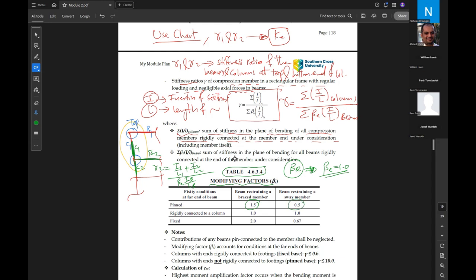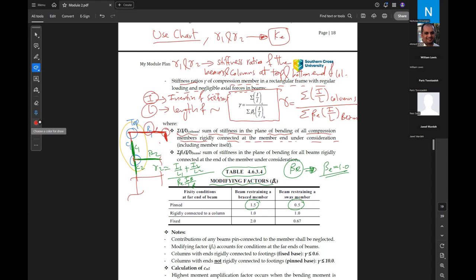What does fixity at the far end of the beam mean? Let's look at B1 here. B1 is a beam, so we have another end of the beam at this side, for example.